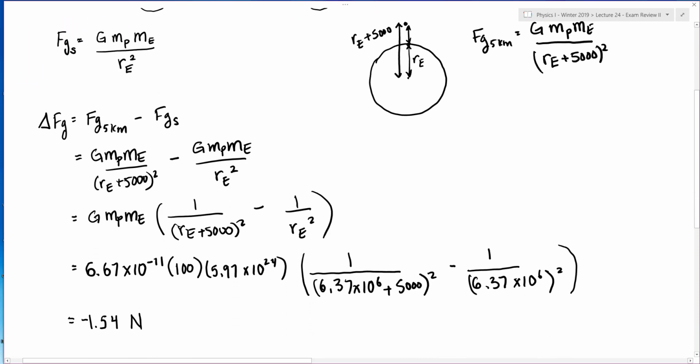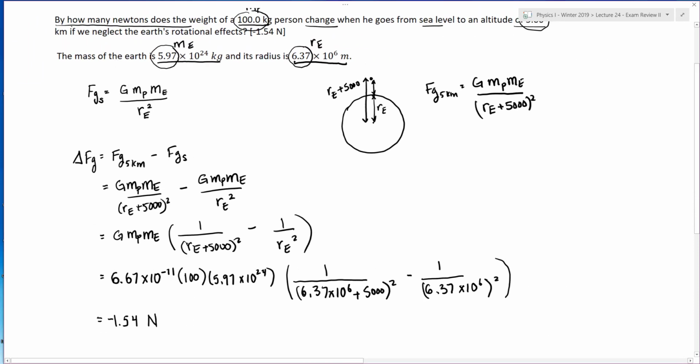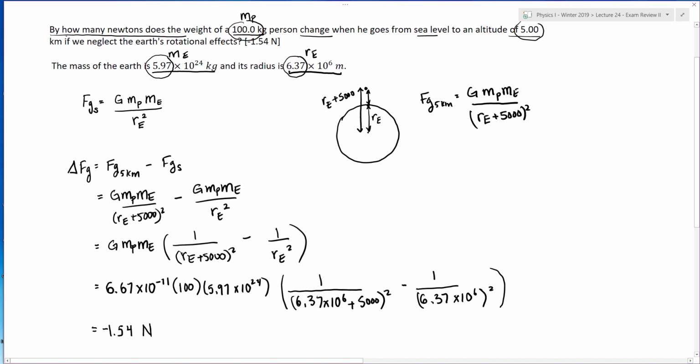So if we look at this question one more time, it asks by how many newtons the weight changes when he goes from sea level to an altitude of 5 kilometers. So we're going to find his weight, or the force of gravity acting on the person at the altitude of 5 kilometers, minus the force of gravity acting on him at sea level.